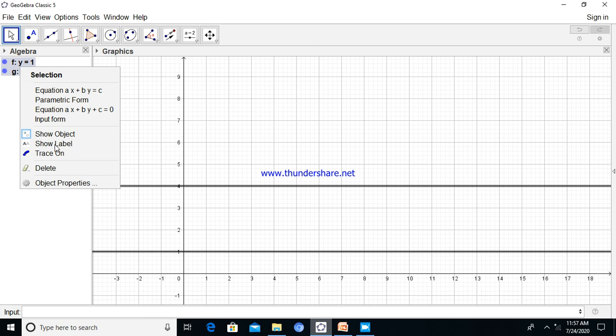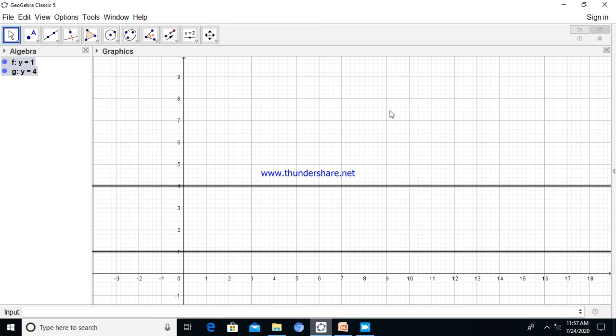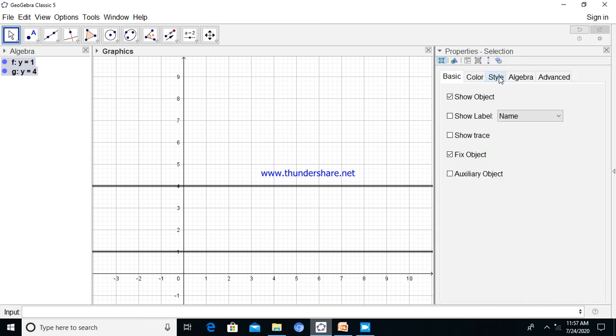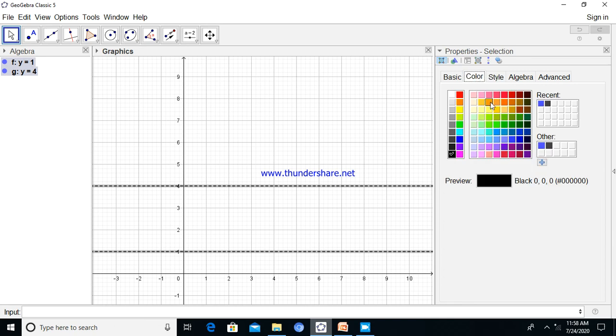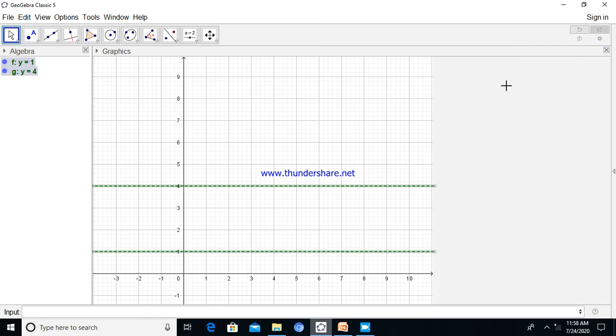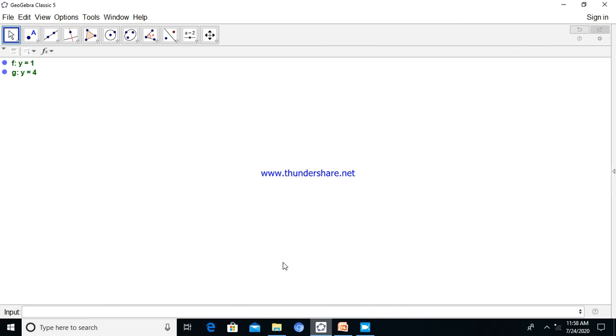Let me make this line slightly unique. I want to change the style of this line so that it looks different than others. I would like to change the color also, a distinct color. Let me choose this green color. Okay, now you can see here a line of reflection. Here is some problem now.